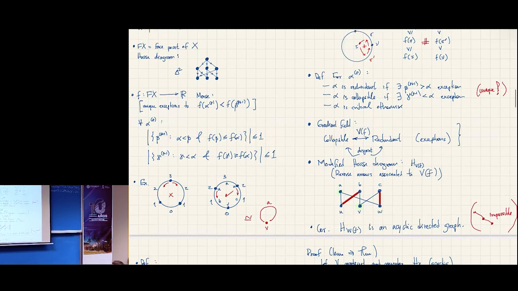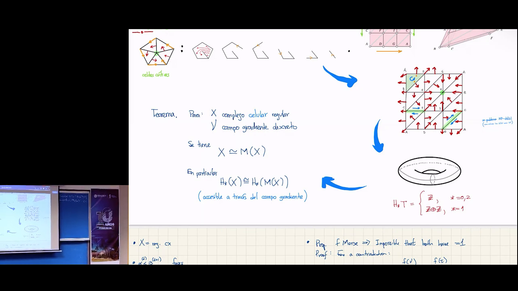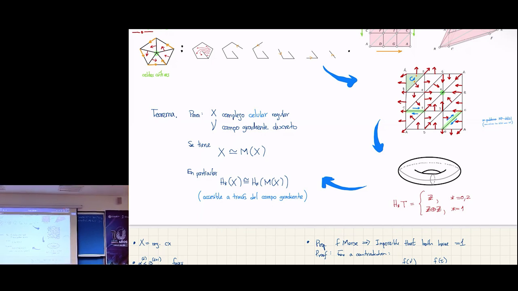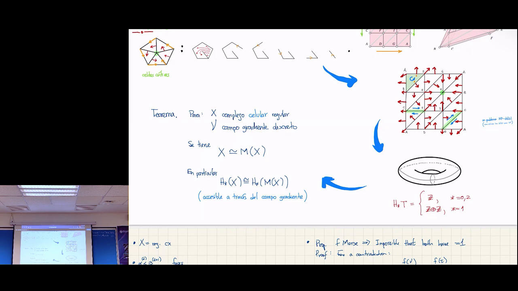Yeah, I have a question. If I have a simplicial complex expressed with its maximal simplices, those simplices that don't have any other simplex on top of them, it should be easier to reduce the critical points from there, no? Yeah, yes, of course.